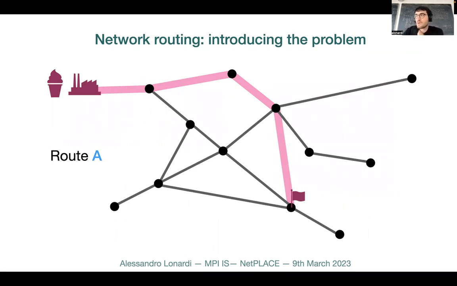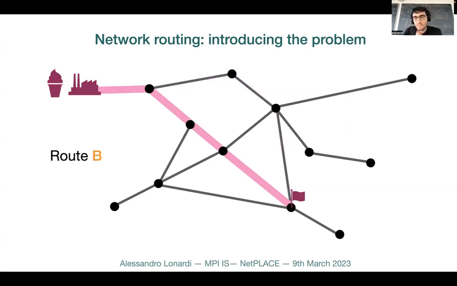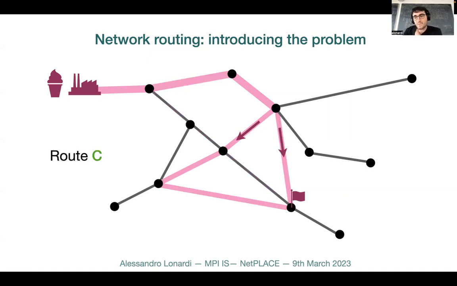Okay, let me give you an example of a classical problem of network routing. Let's imagine you are the owner of a factory that produces ice cream, and your company is located in a certain place within a city. And what you want to do is reach a shop where you want to ship your ice cream, and you want to find the best route in order to do that. And best is quite a complicated concept. But let's say, for example, the cheapest route in terms of price of the roads. Let's imagine all the roads that you need to traverse have a certain price toll, and you need to minimize the price toll. Then you could choose route A, that is the one that I show in pink, or you could choose route B, that is the one that now I show in pink, or route C, for example, something more complicated.